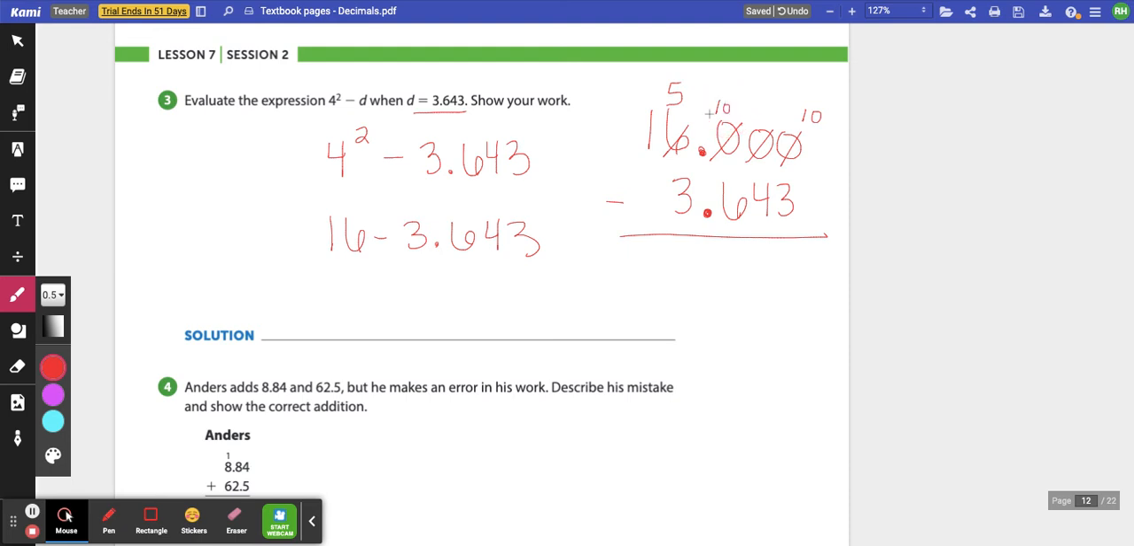This would become a 10, but I've still got to give one away. This would become a 10, but I still have to give one away. And finally, that's how we make a 10. So 10 minus 3, 7. 9 minus 4, 9 minus 6. Bring our decimal straight down. 5 minus 3. And 1 minus nothing. 12 357 thousandths.